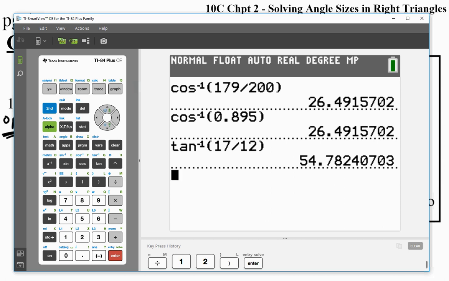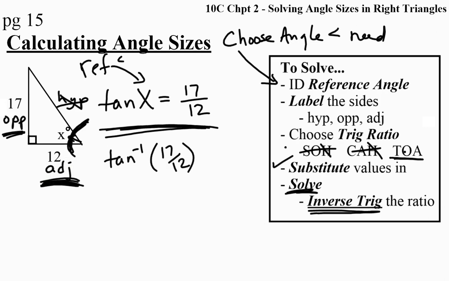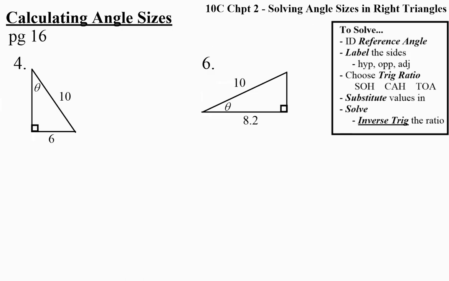There we go, 54.78, which is a 55-degree angle. So angle X is 55 degrees. There we go. That's straightforward, hopefully. Same first 4 steps, and now the 5th step's not overly complicated.